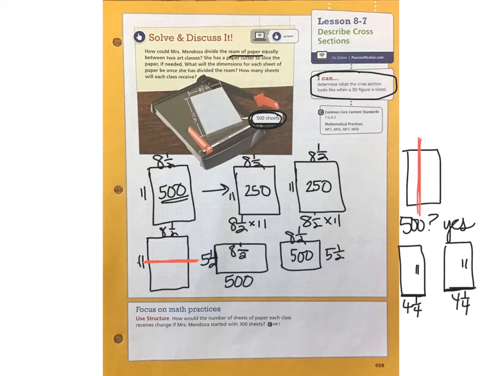In this lesson, we're going to learn about how to take figures and cut them to look at the inside shapes that they make.